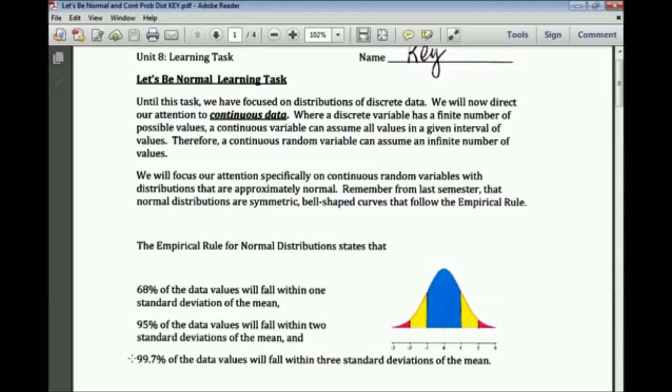So, does all the data lie within three standard deviations of the mean? No, we've got that 0.3% unaccounted for right now, don't we? Where is it? It's past the three standard deviations on either side.